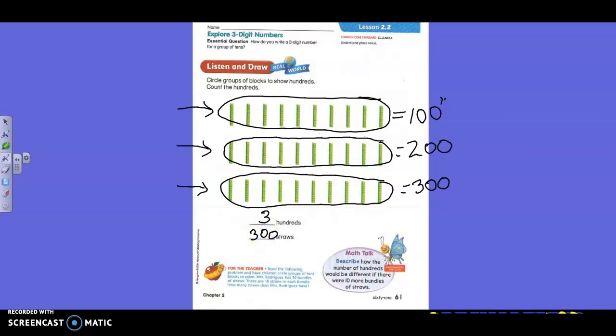Okay. That is a lot of straws. When you have bundles of 10, you're going to group them together to make a 100, okay? We circled groups of 10 blocks, and there are 10 tens in 100. So if you circled the 10 tens to make 100, you got 3 of those 100s, in which 3 100s is 300. Okay.